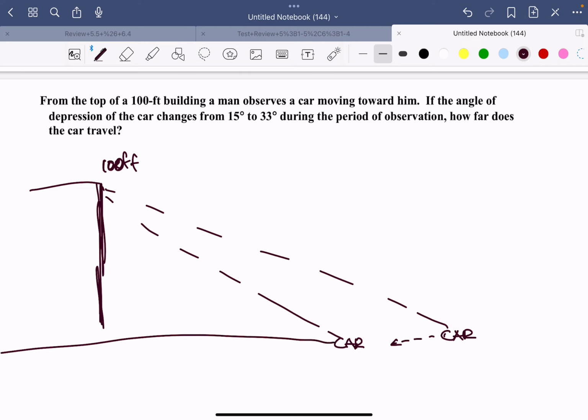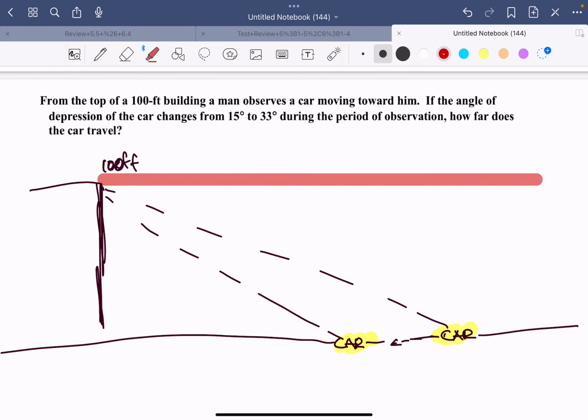And here is the flat ground, right? Because the car is on the ground. So we've got our car, which moves from here to here. We also know that the angle of depression changes from 15 to 33 degrees. Remember, angle of depression is always from the horizontal. So we open down first 15 degrees, and then we open down a whopping 33 degrees. How far does the car travel?